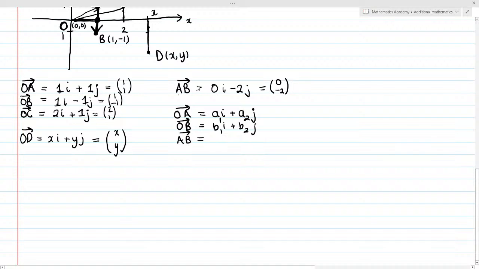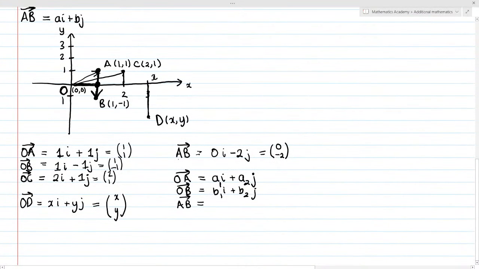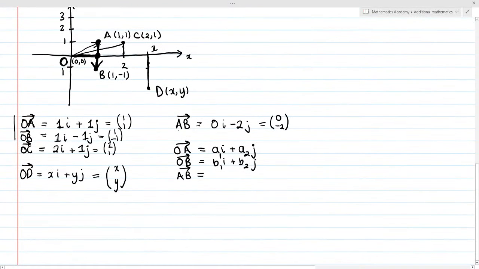That's an interesting question. And in order to answer this question, we need to think about what we did in the special case we saw above. In the special case, we had that OA was 1i plus 1j, and that OB was 1i minus 1j. If you look to the right here, we have OA is 1i plus 1j, and OB is 1i minus 1j. And then AB was just 0i minus 2j. Now, how can we relate these to each other? How can we use OA and OB in order to get AB?